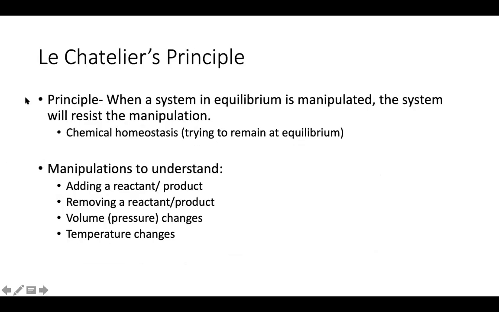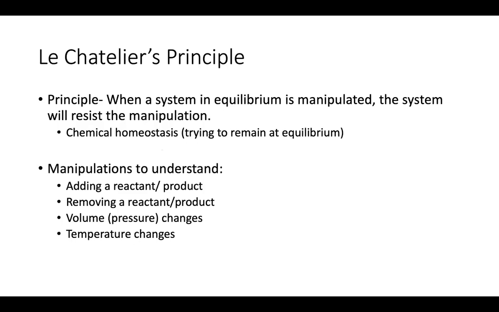Lastly, the last topic in chapter 13 that we're going to touch upon is Le Chatelier's principle. I basically call this chemical homeostasis. Homeostasis is basically your body's attempt to stay at a particular set point. Our body temperature is around 98 degrees. If our body starts to get too cold, we have homeostasis and we will shiver. The act of shivering will actually warm up our body temperature. We're trying to resist the fact that our body temperature dropped below where we want it to be.